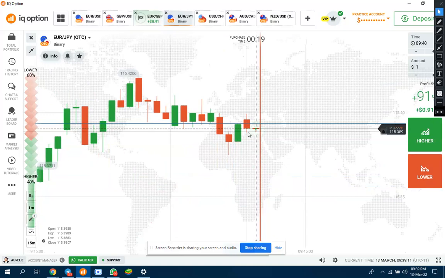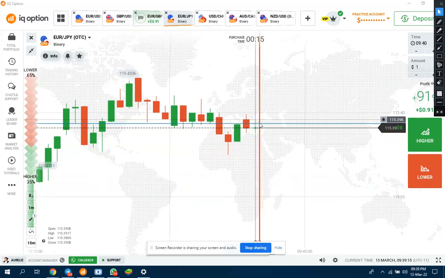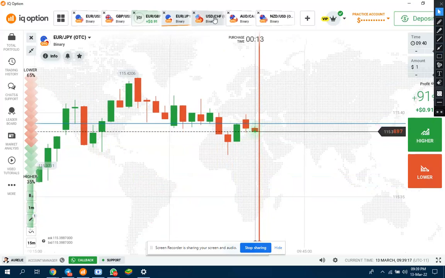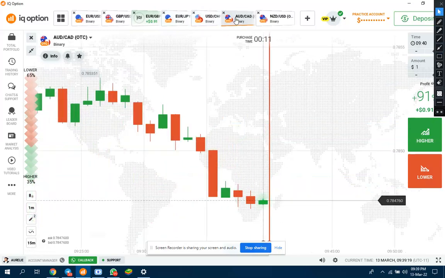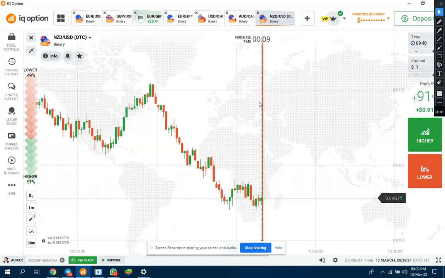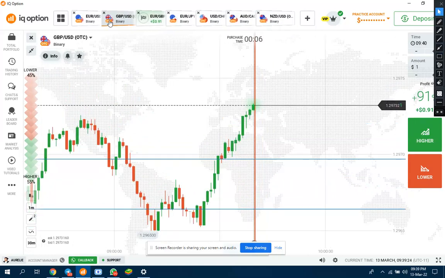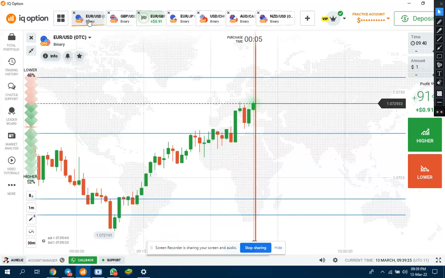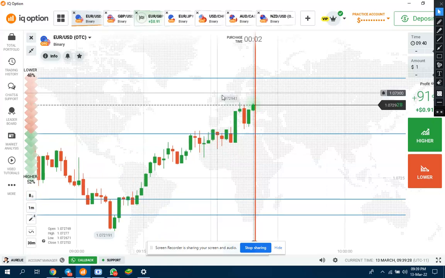I'm not okay with this. You see that buyers entered, sellers again entered. What I want is a bullish candle above this line before you buy. I think there's no other opportunity again.